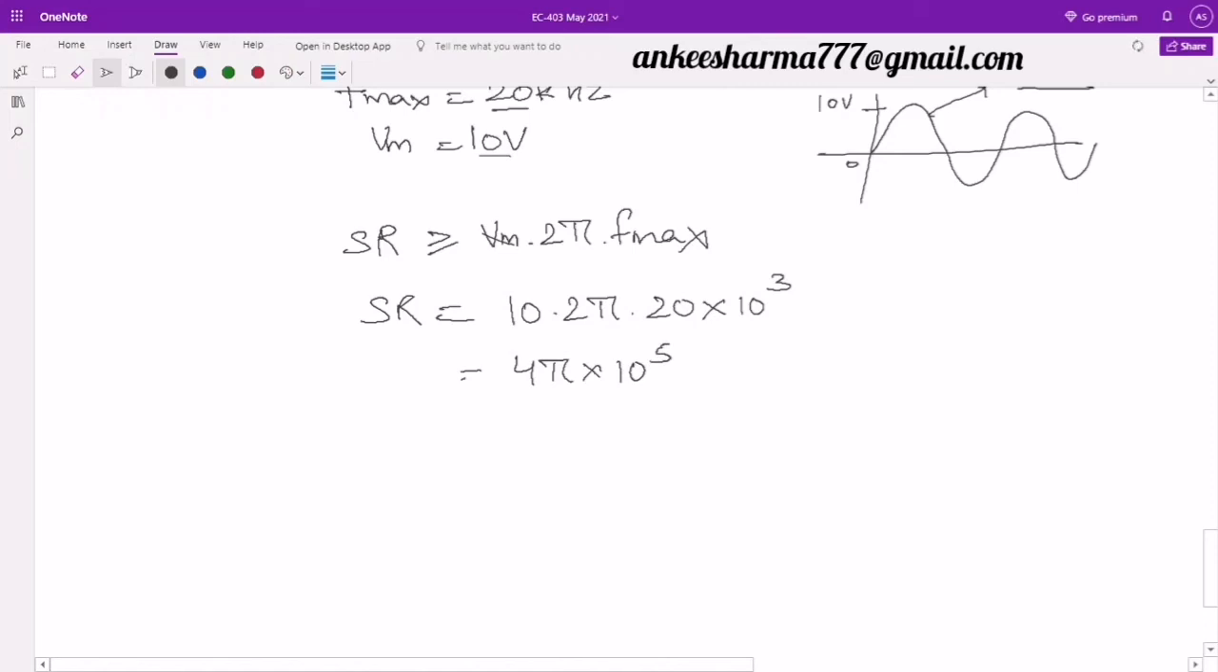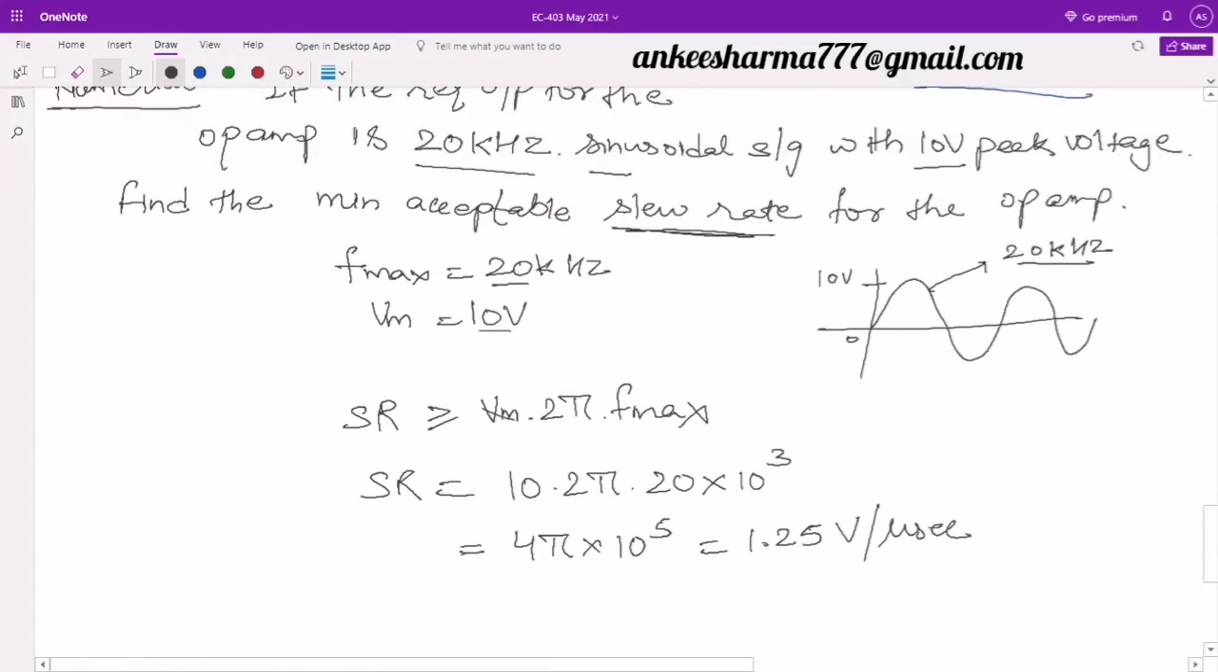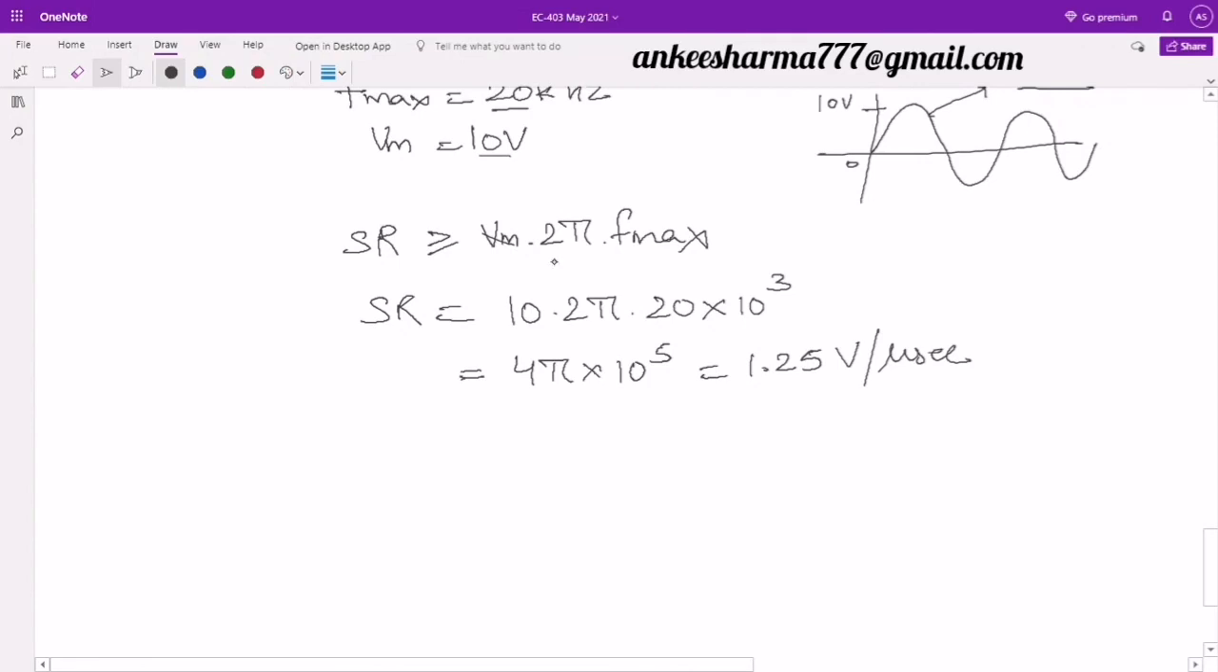You can solve it. How much will it come to? 22/7 will be there. 88/7. Then 7 1s are 7. 7 to 17. It will be around 1.25 volts per microsecond. So this will be the value that I will obtain for my slew rate if I have to achieve a sinusoidal signal of 10 volt amplitude and frequency of 20 kilohertz. So this is the slew rate.